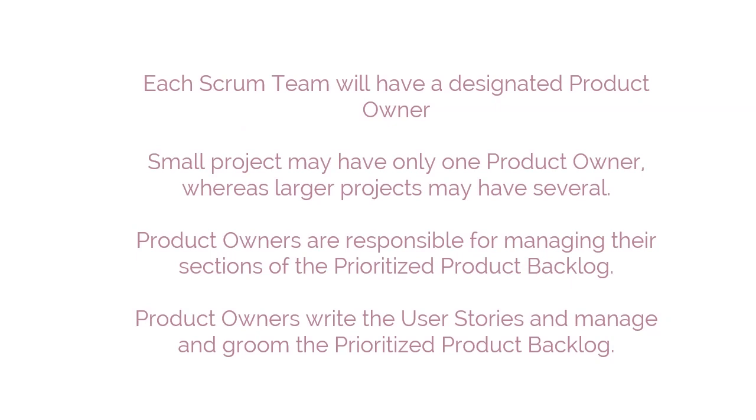Each Scrum team will have a designated product owner. A small project may have only one product owner, whereas larger projects may have several. These product owners are responsible for managing their sections of the prioritized product backlog. Product owners write the user stories and manage and groom the prioritized product backlog.